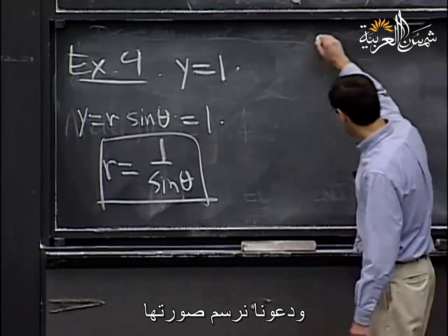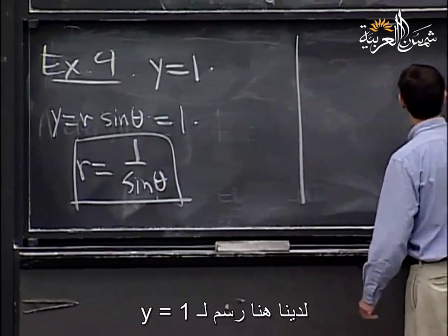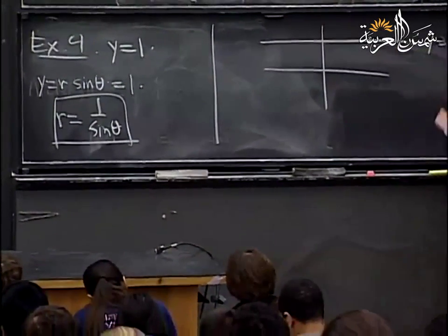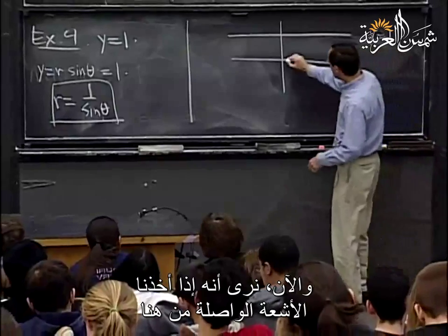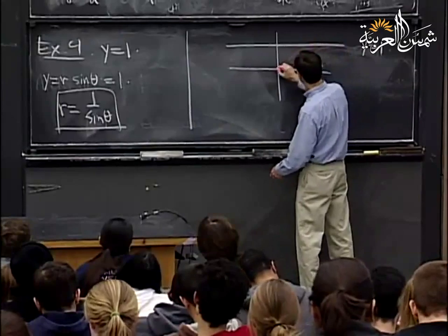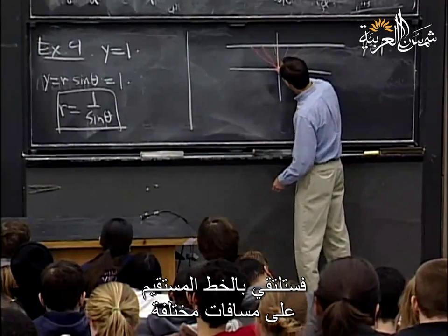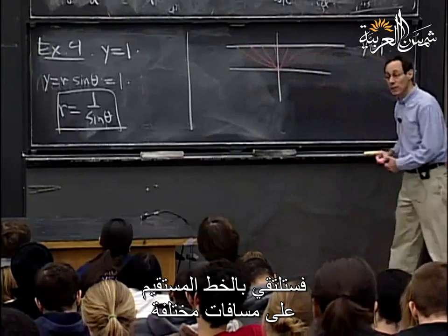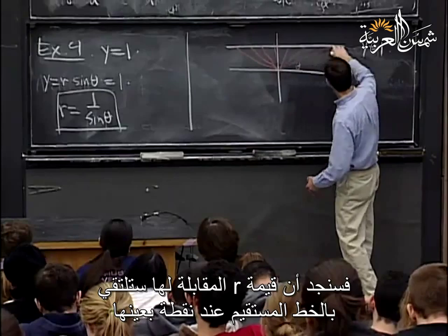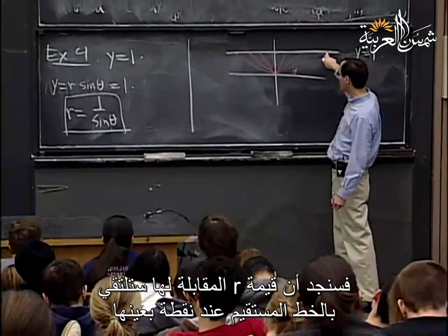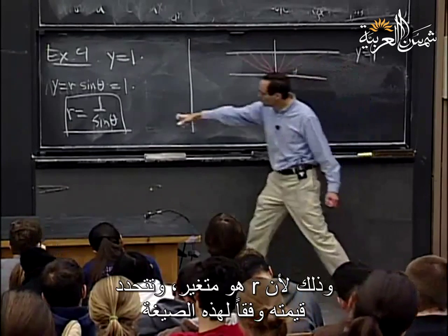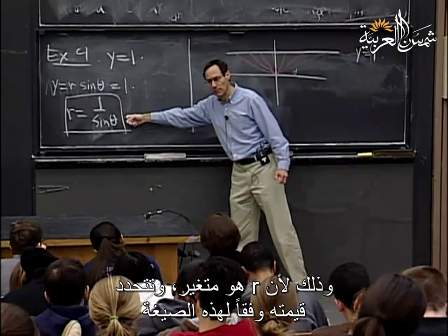And let's draw a picture of it. So here's a picture of the line y equals 1. And now we see that if we take our rays going out from here, they collide with the line at various lengths. So if you take an angle theta here, there will be a distance r corresponding to that, and you'll hit this in exactly one spot. For each theta, you'll have a different radius. And it's a variable radius. It's given by this formula here.